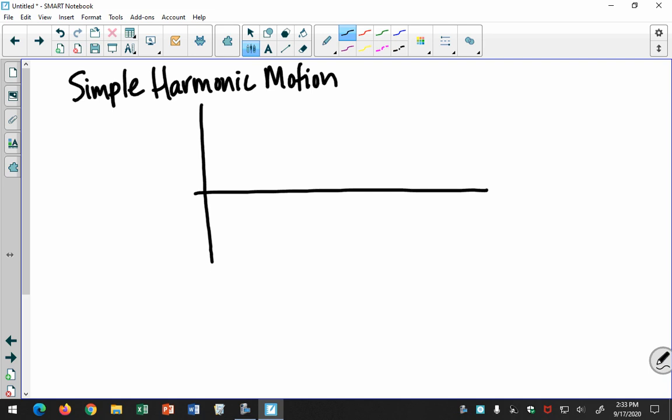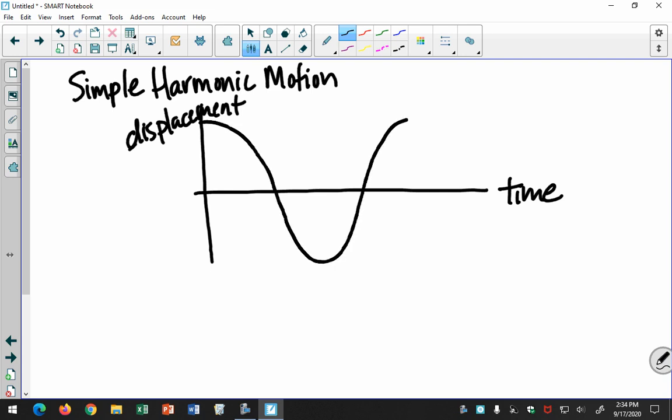If you graph simple harmonic motion in a displacement versus time graph, it looks a lot different than when we were doing free fall, for example. Simple harmonic motion repeats. And it repeats in a specific way that you might recognize here as a wave or a cosine function.